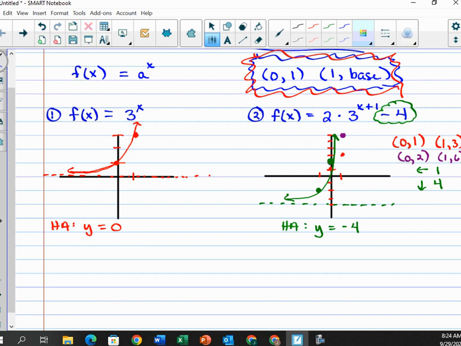Questions on that one? Yeah, Ben? Are there any vertical asymptotes? Not for an exponential, but when we get to logs, that's what has vertical. Only horizontal asymptotes for exponentials. All right, let's try another one.